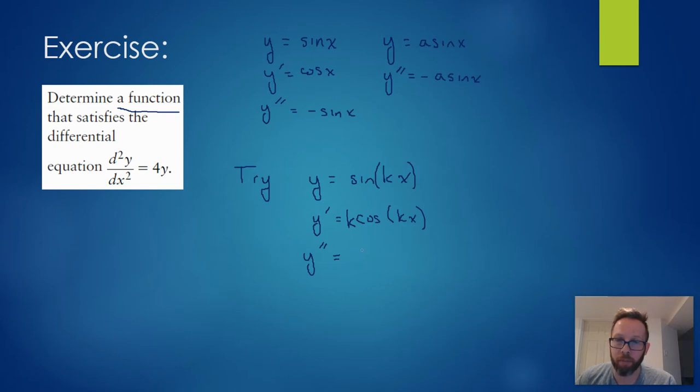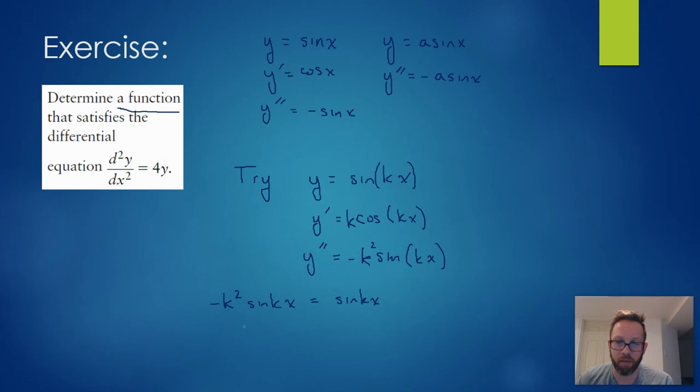Sorry, I lost my train of thought there. It would be negative sine of kx, and we have the derivative of the inside, which is k again. So we'd actually have, sorry, I'm going to fix this up, negative k squared times sine kx. And so putting those together, we have the second derivative is negative k squared sine kx equals sine of kx.